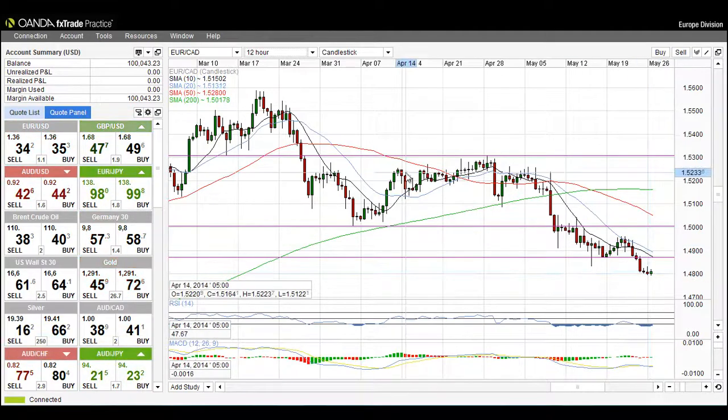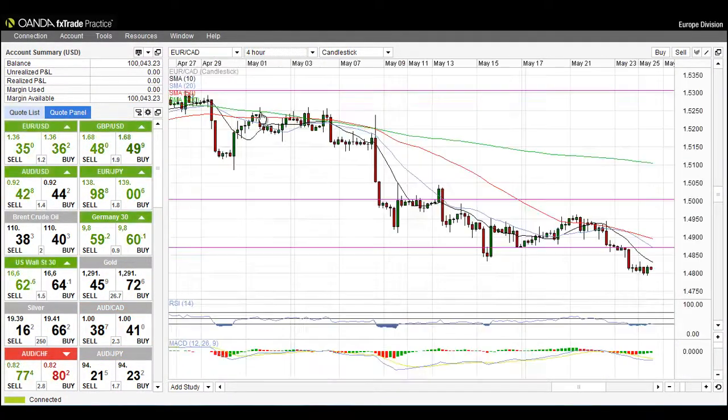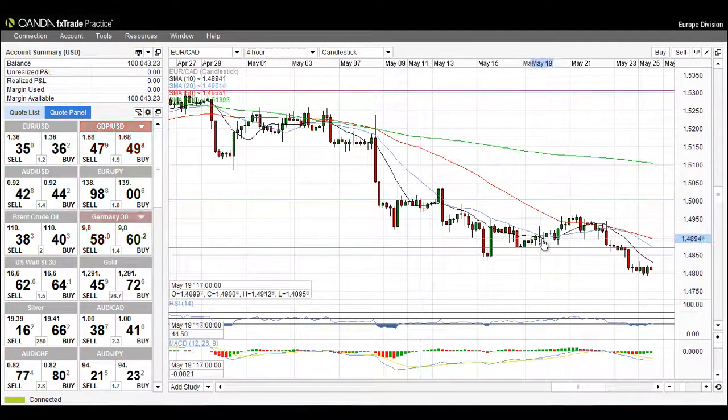Looking down into the 4 hours, with the 4 hours we are also in a nice downtrend. However, we've been through this area around here of simply no trend, but now we broke down through this 1.5 and we continue lower. So on this pair I would prefer to look for a pullback into the 1.49 rather than look for opportunities from this area around here.